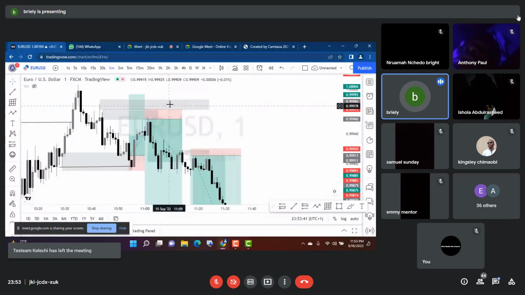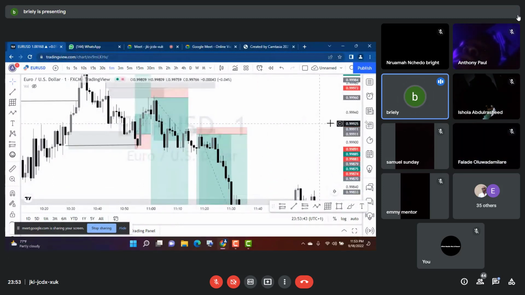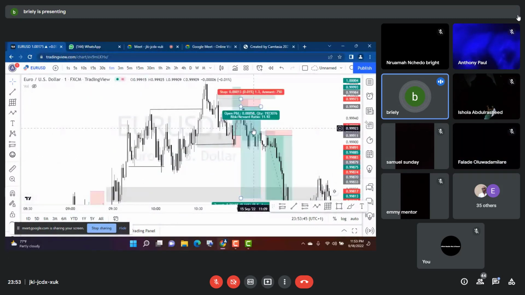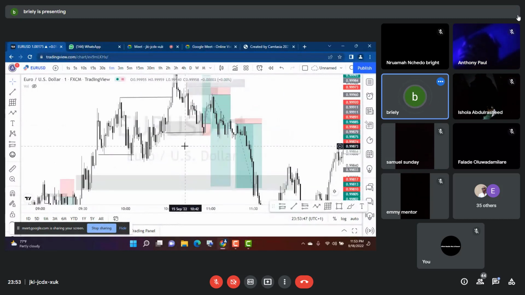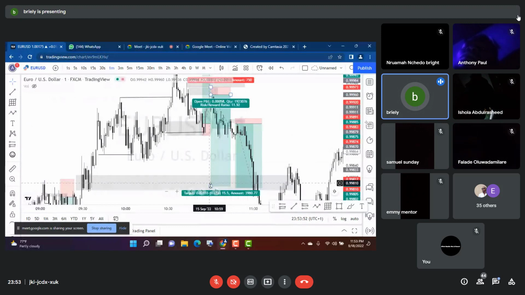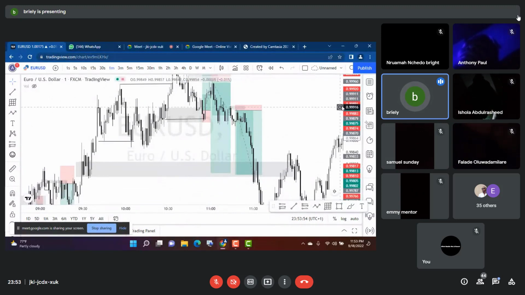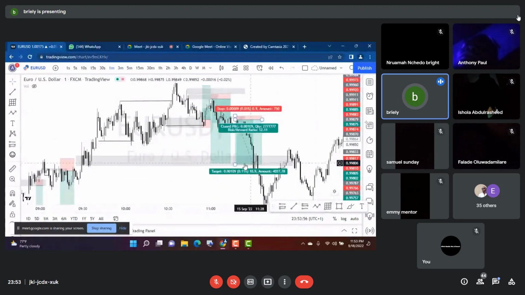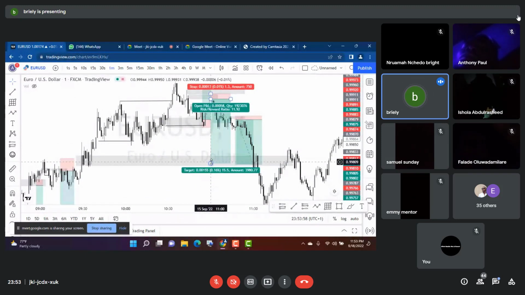So I was having a 1.3 pip SL. And it's just simple. Immediately you see a change of character on the lower time frame, the first break, I draw my zone, I set my pending order. I told you guys my next supply zone or demand zone is my TP. The TP was 15.5 pips.